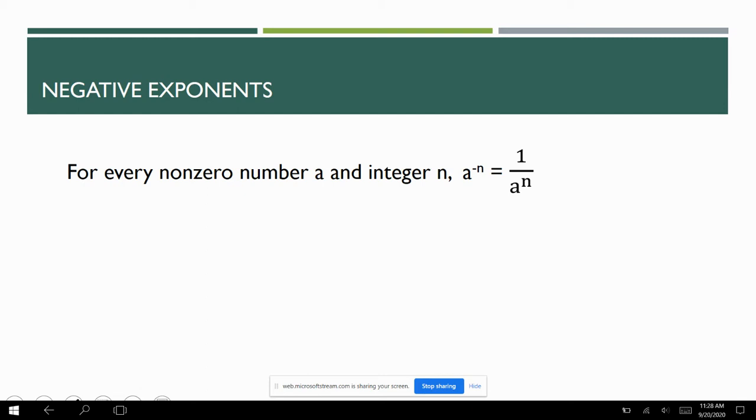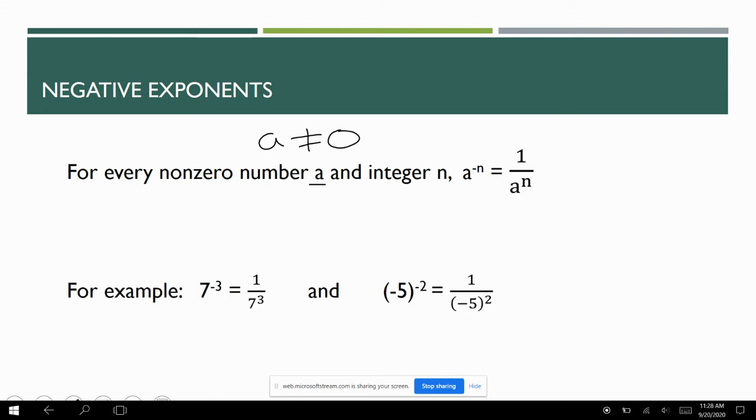Now n, remember, is just an integer. I know that sounds fancy, but remember it's just your counting numbers plus 0. So 0, 1, 2, 3, 4, 5, and their opposites, negative 1, negative 2, negative 3, negative 4, and so on. Non-zero number a, this just means that a cannot be 0. We cannot be dividing by 0.